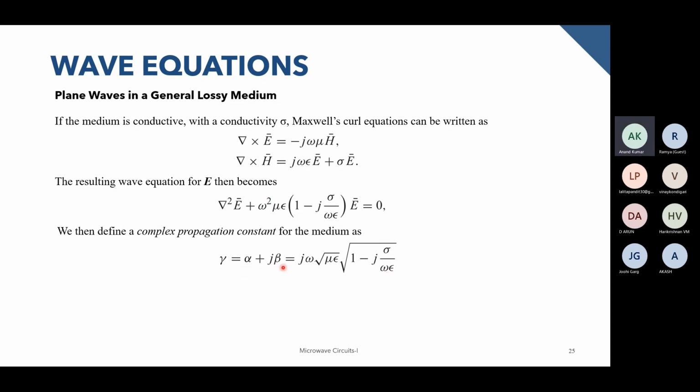Now, this alpha and beta are actually the attenuation constant and the phase constant. The alpha results in the decaying of the wave when it propagates through a medium. So if we want a wave to propagate in a medium without any attenuation, this alpha should be 0.